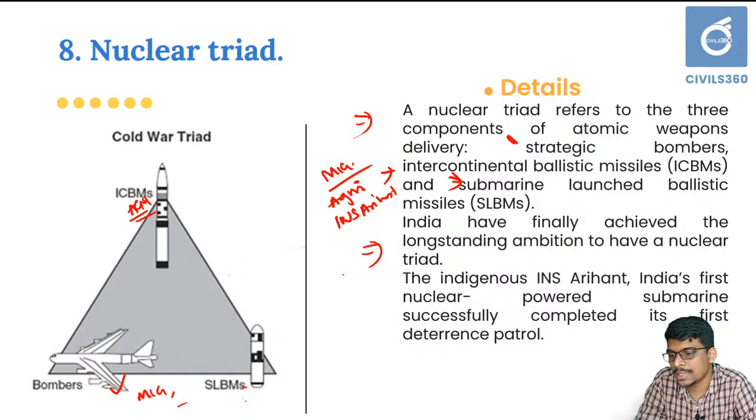In this, understand that you need to identify all the strategic bombers including MiG. You should understand intercontinental ballistic missiles like Agni, and the third one is INS Arihant, which is capable of delivering submarine launched ballistic missiles. Okay, all these compose the nuclear triad. Okay, this is also known as the Cold War triad. Okay, that is it.